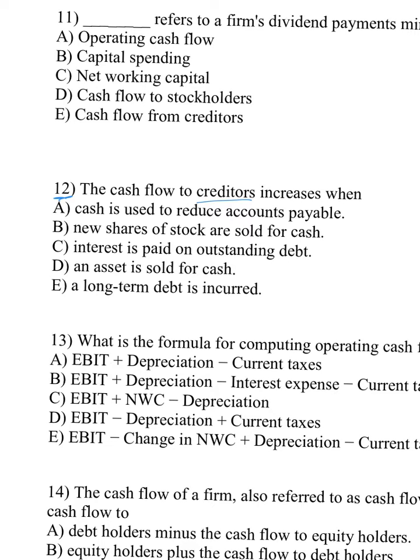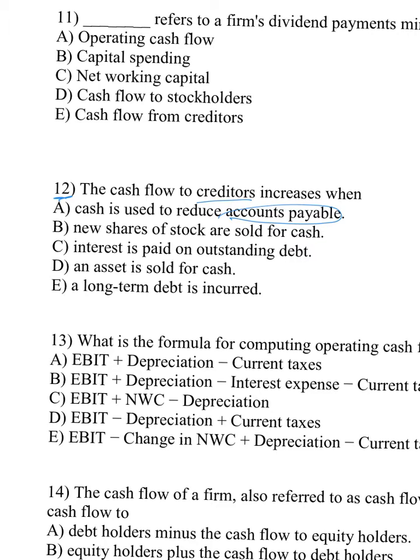So cash is used to reduce accounts payable. This is not the case. Okay, here we have to remember what we mean by accounts payable. An accounts payable is an accounting entity that represents a company's obligation to pay off a short-term debt to its creditors or suppliers, and therefore we cannot say that this is a cash flow to creditors increase when cash is used to reduce accounts payable, because it increases accounts payable to increase the cash flow to creditors.